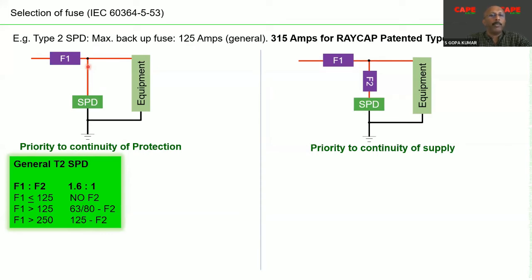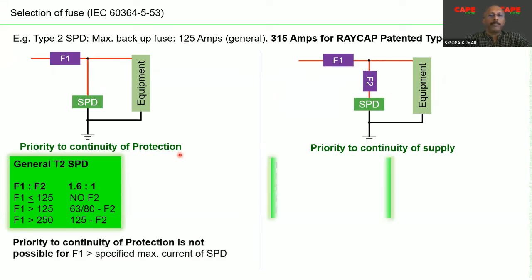You can take it in that way. Up to 125 amps you don't need any additional backup fuse, but then you are going to give priority to continuity of protection. You are compromising continuity of supply. Your protection is achieved, but the supply is a small issue.